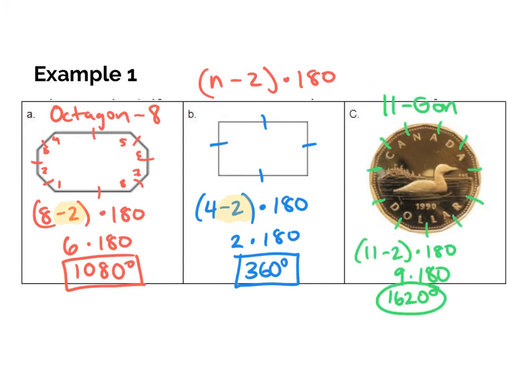All right, it should be an 11-sided shape, so an 11-gon is what we would call it, and all the angles would add up in this case to 1,620 degrees. Again, 11 minus 2, where 11 is the number of sides, times 180 would give you that.